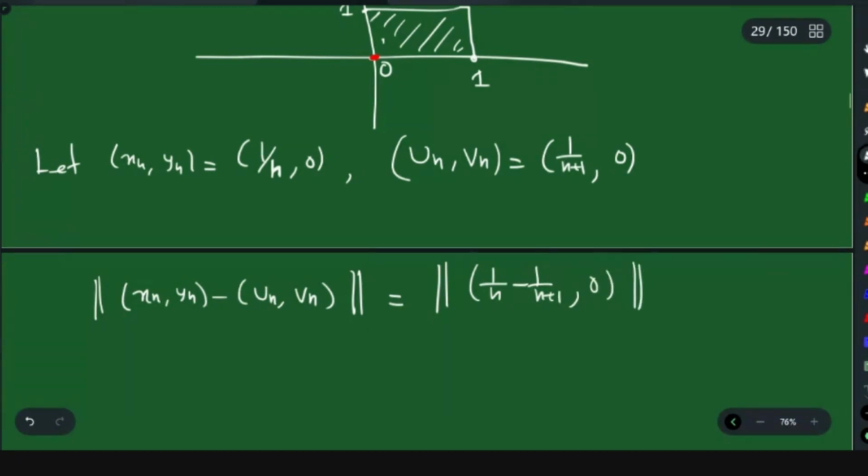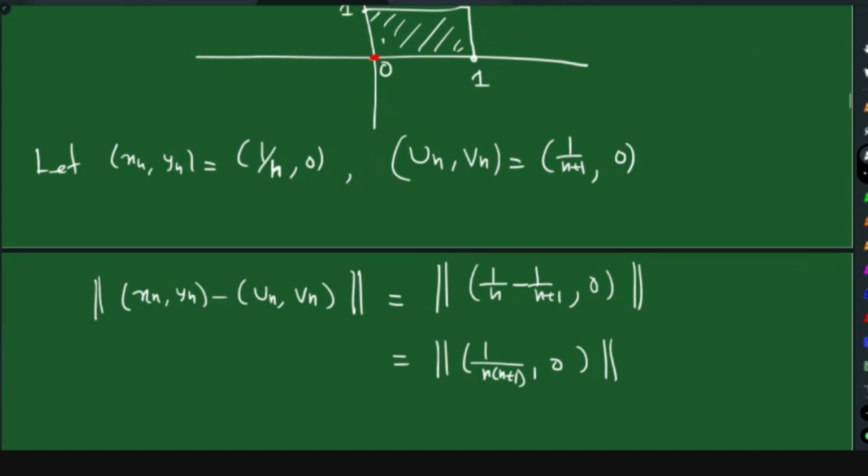So you have to look at the norm of this one. First you simplify this, 1 by n minus 1 by (n plus 1). So this is in fact 1 by n(n plus 1), right? Because if you cross multiply this, n will cancel. So this is in fact the norm of (1 by n(n plus 1), 0). So this is nothing but 1 by n(n plus 1). You can just verify this. You just take the square root of the first term square plus second term square, and then square root and square will cancel. So you will get 1 by n(n plus 1).